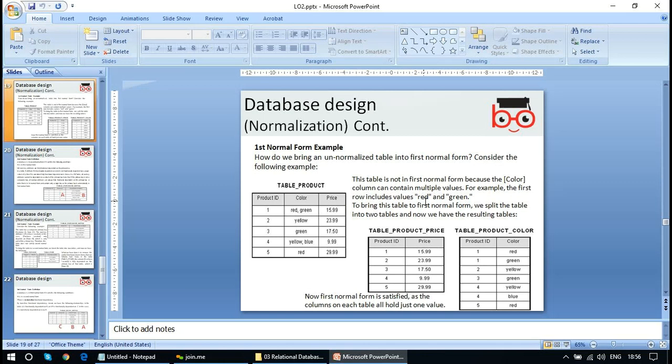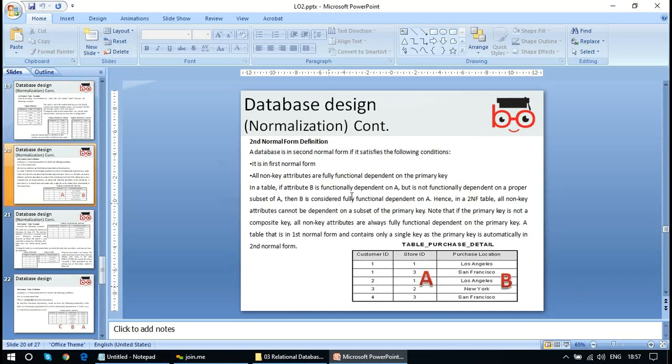So is that clear? That's basically a very basic mistake. A novice, a beginner, might think that if one product has two colors, he or she might store the red and green into one field. But those who have given us the database theory have identified this first normal form as mandatory.